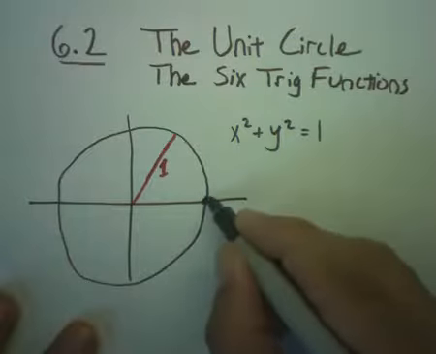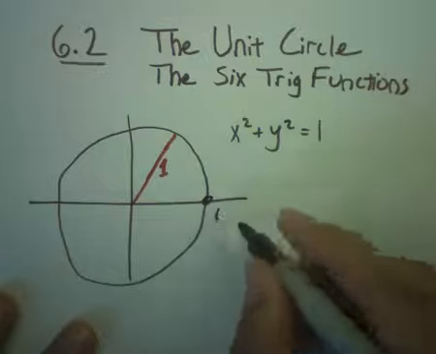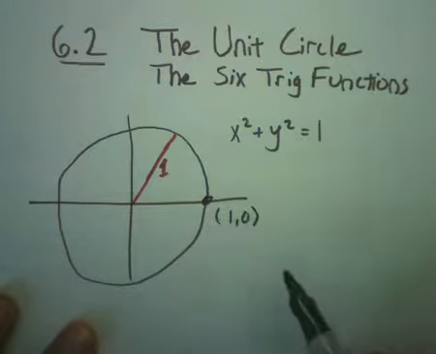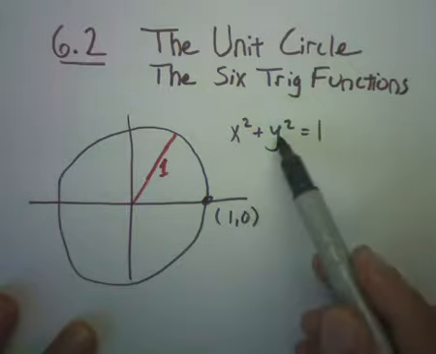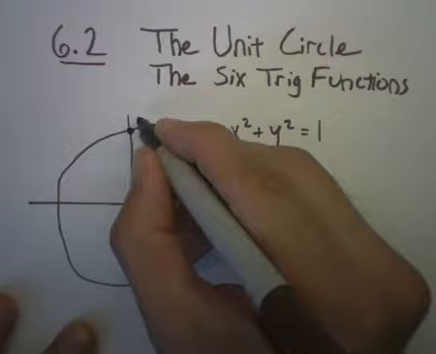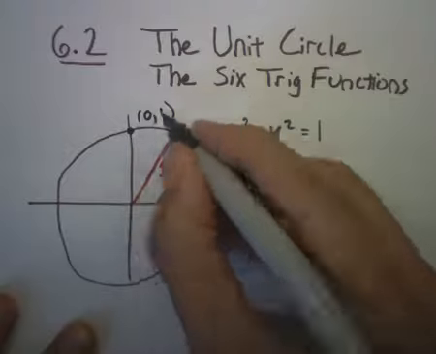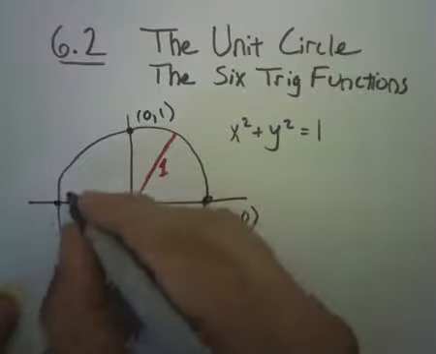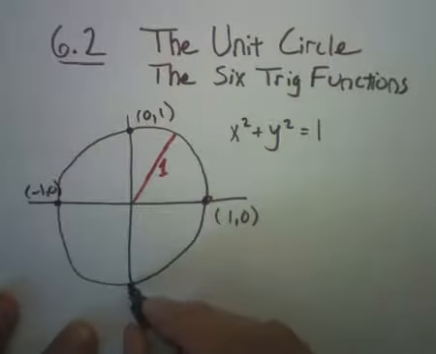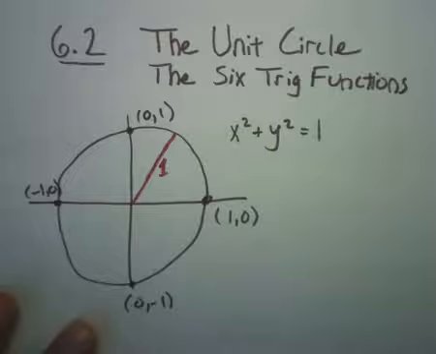And some of those are easy to see. We know points like this point right here. It's going to be 1 over and 0 up. So 1, 0, and 1 squared plus 0 squared does indeed equal 1. And there's a few other points that are pretty easy to figure out. That's 0, 1, and this is negative 1, 0, and this is 0, negative 1.